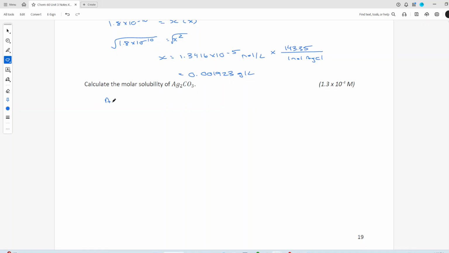Well, we're going to write the dissolving or the dissociation of silver carbonate. So silver carbonate is going to dissociate into 2 silver ions and a carbonate ion. So to write the KSP, KSP is going to be the concentration of silver squared times the concentration of carbonate. Then we're going to go to our sheet and we're going to look up the KSP for silver carbonate.